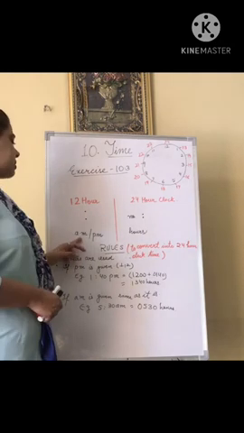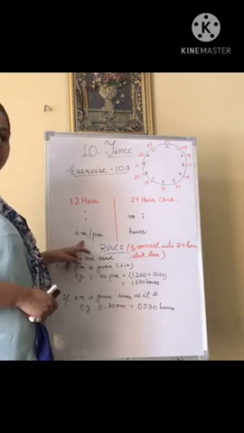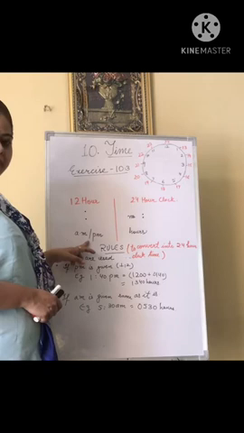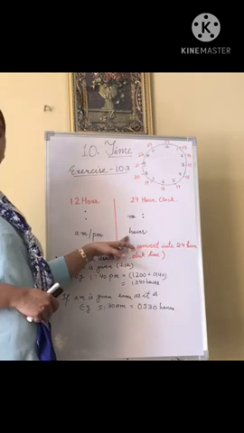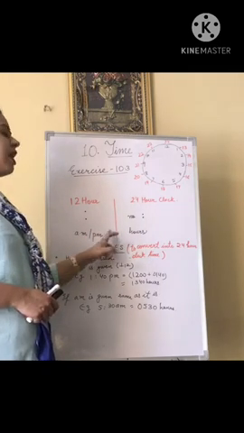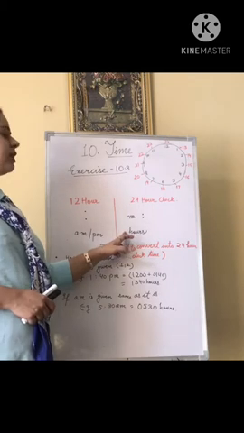Next, in 12-hour clock time we represent a.m. and p.m. with the time. But in 24-hour clock time, instead of a.m. and p.m., hours are used. We write hours.